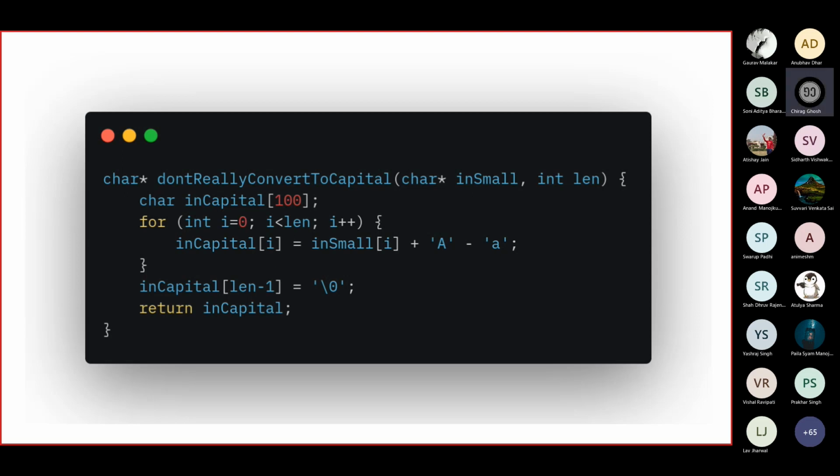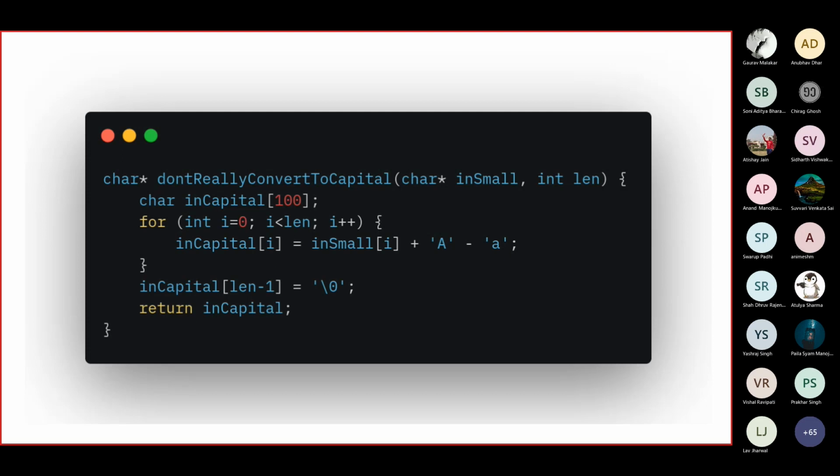So this is a piece of code that will set the background for how smart pointers are important for us. I'll go through the code and try to explain what we are trying to do in this, but why it won't work. So we declare a character array, in capital, of size 100, and then we have an input variable, in small, and length, and we capitalize it, and then we return in capital.